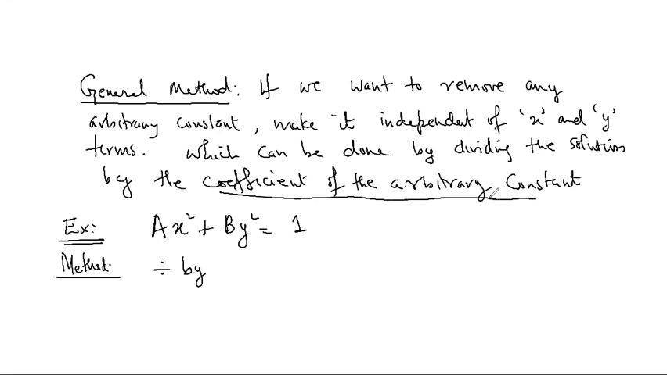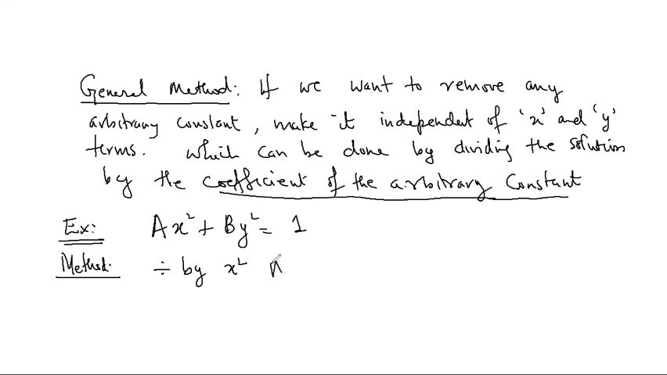Divide by what? The coefficient of the arbitrary constant. I wanted to eliminate a. What is the coefficient of a? X square. So divide by x square and y square? No, you cannot divide by both. I am planning to eliminate one by one. So first you have to eliminate a. So divide only by the coefficient of a, not by the coefficient of b.